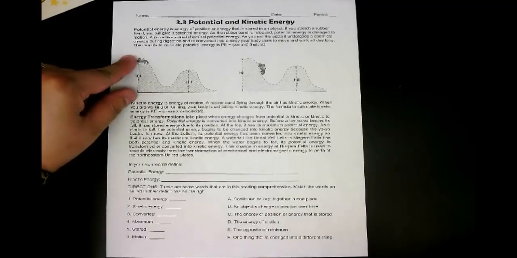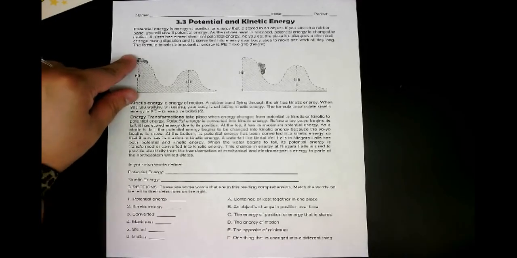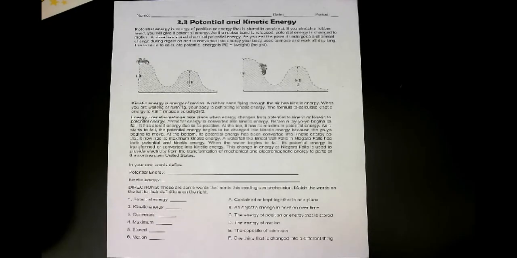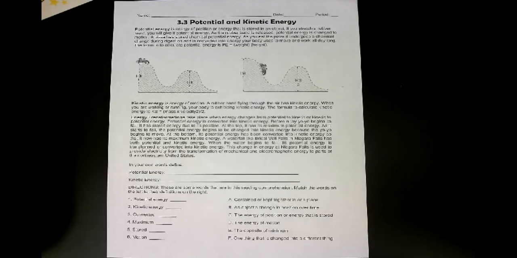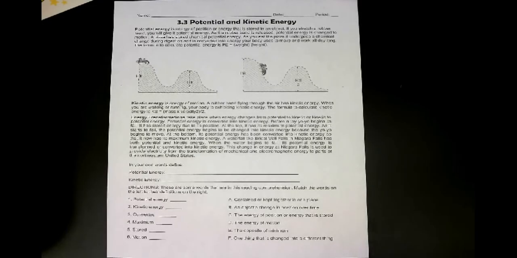So following along with me, eyes on your paper, make sure you're paying attention. Here we go, at the top. Potential energy. Potential energy is energy of position or energy that is stored in an object. If you stretch a rubber band, you will give it potential energy. As the rubber band is released, potential energy is changed to motion. A pizza has stored chemical potential energy. As you eat the pizza, it undergoes a chemical change during digestion and is converted into energy your body uses to move and work all day long. The formula to calculate potential energy is PE equals weight times height.